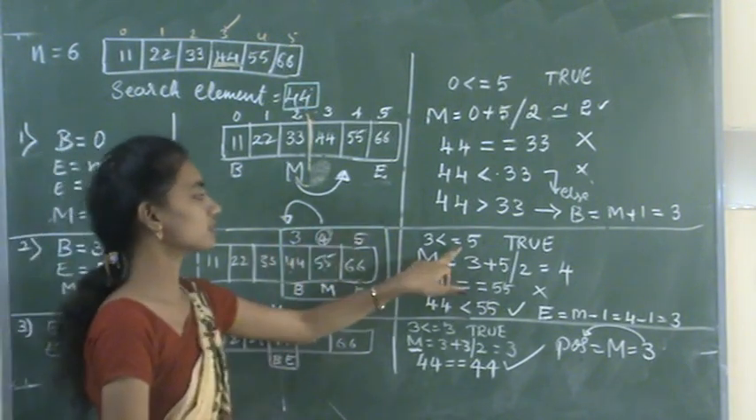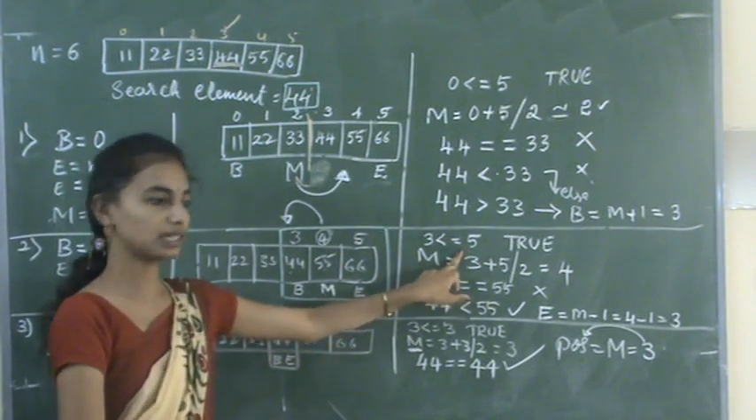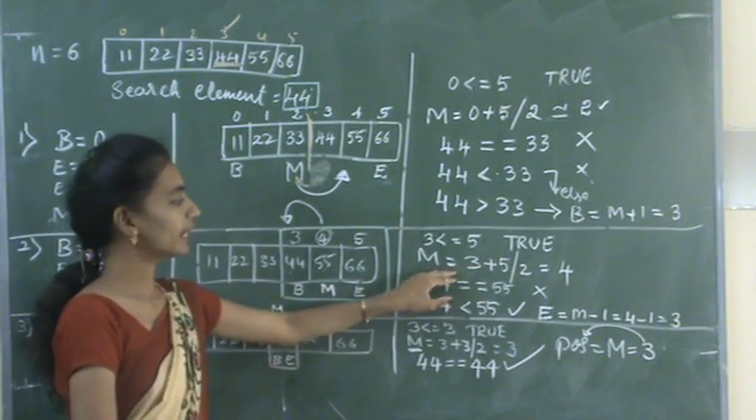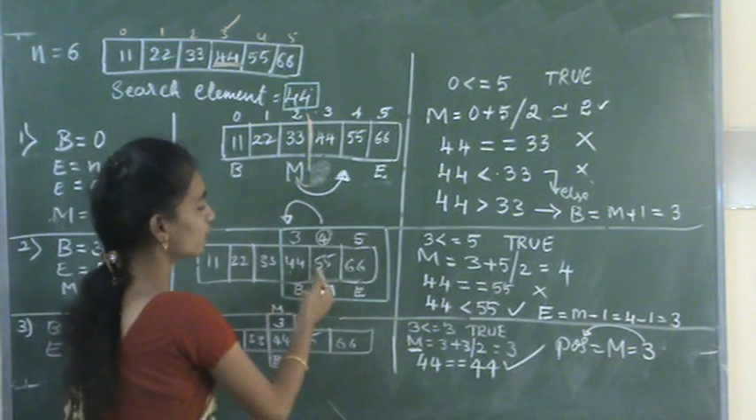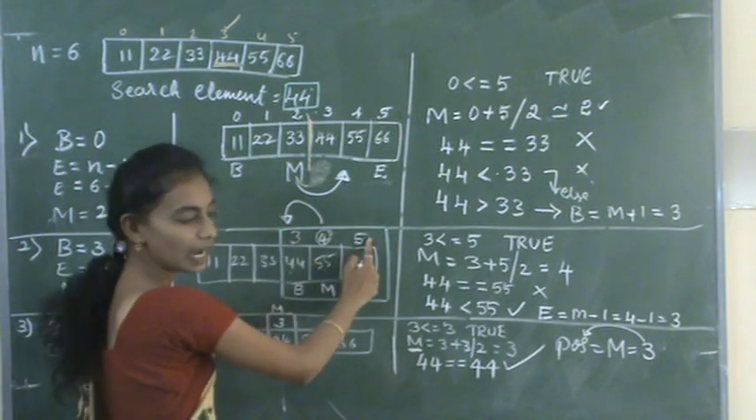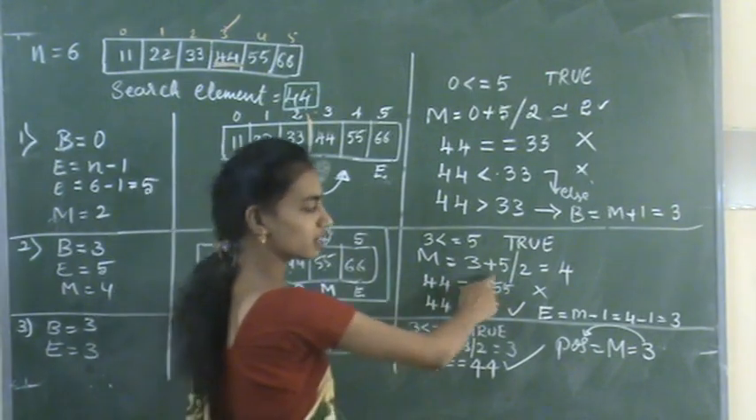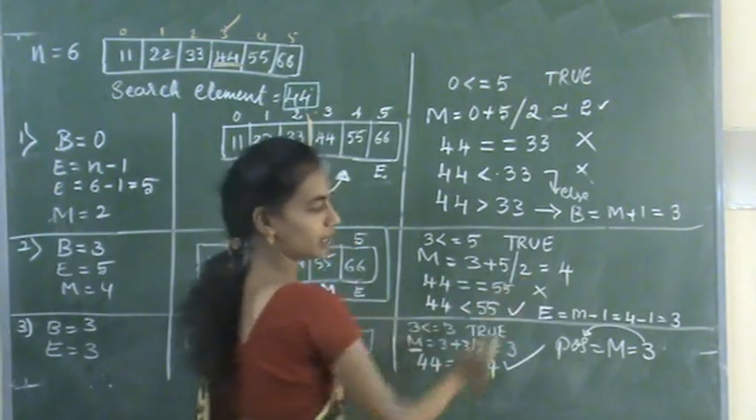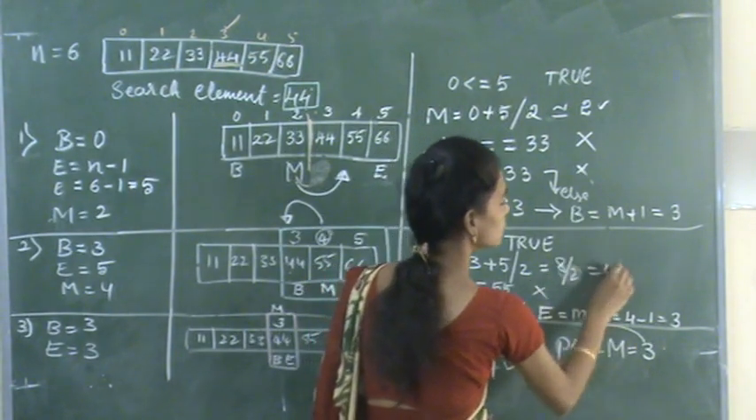Again compare whether the beginning is less than or equal to the ending. Yes, it is true. So again calculate the mid value. How will you calculate? Beginning plus ending divided by 2. So we will get 8. 5 plus 3 is 8. 8 by 2 means 4. Okay, if you are confused with this, 8 by 2 is 4.